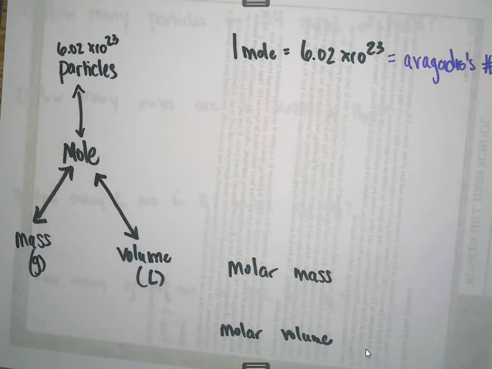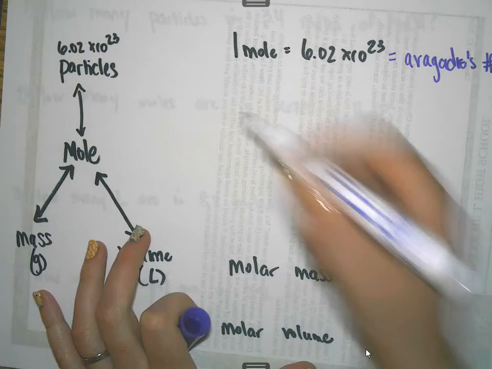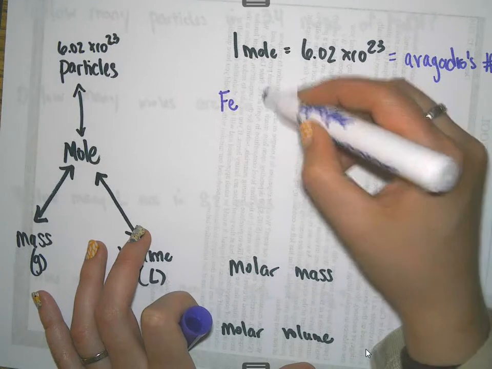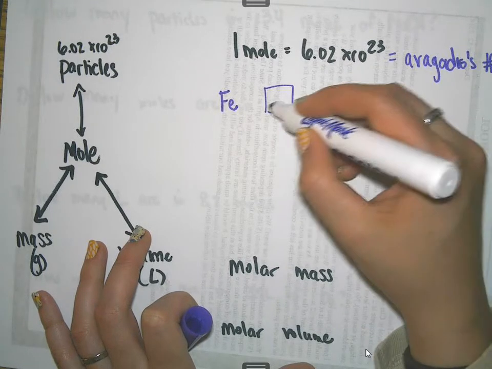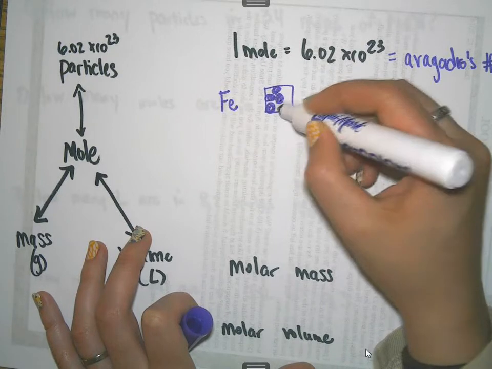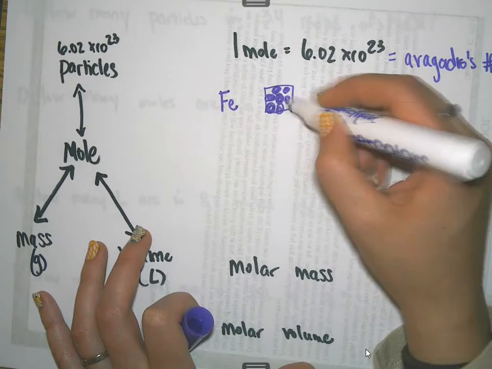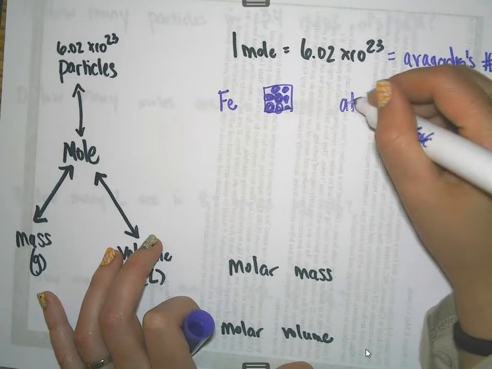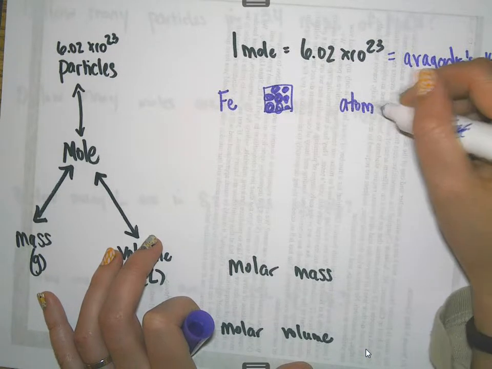And to give you a couple of ideas of what this might look like, if I have a chunk of iron, a little cube of iron here, what's inside the iron is nothing but iron atoms. Just atom after atom after atom after atom. Iron is an element, so the particle that would make up the chunk of iron would be called atoms.